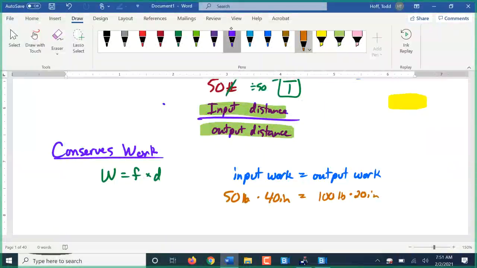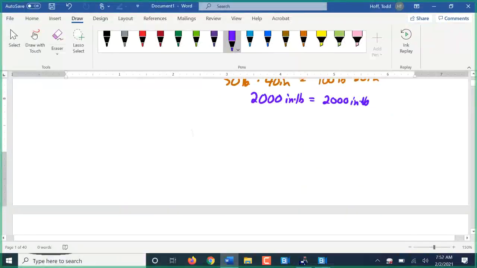Notice in either case, 50 times 40 or 100 times 20 is 2,000. Pounds times inches is inch-pounds. So this relationship does conserve work. The amount of work put in is equal to the amount of work that comes out. We just use that distance, that change of distance, to alter the amount of force required. Now, there are other types of simple machines that we work with.